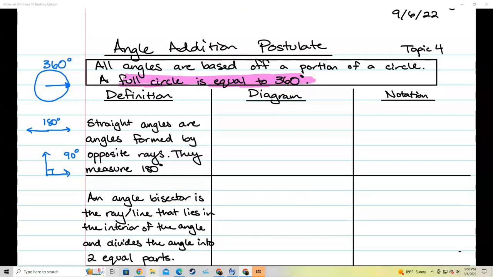Okay, so straight angles are angles formed by opposite rays. They measure 180 degrees. That's the example that we just showed right now. So I'm going to go ahead and draw this in like this, and draw it going the other way like this. I'm going to have points A, B, and C. And again, just like in the picture that we had over there, I'm going to go ahead and draw that in. And notice that this is a half circle, which means it's going to be 360 divided by 2, which means it's going to be 180 degrees.